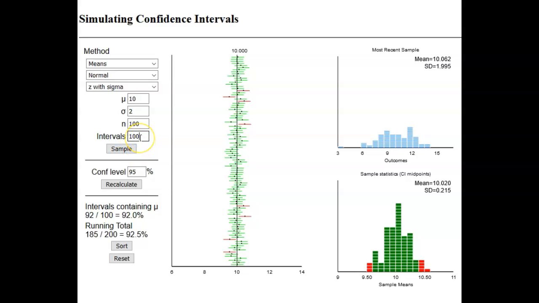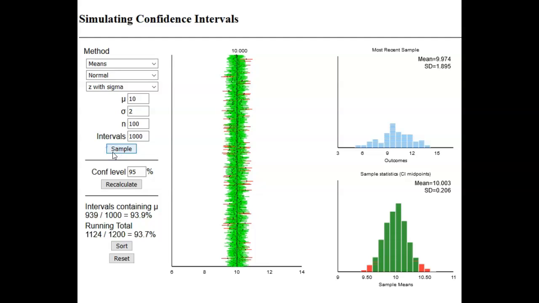So let's say 1,000. So here we have a lot of good ones. You can see that the sample means, of course, are normally distributed, but they should be, based on the central limit theorem. But you can start to see a trend overall. The proportion of intervals containing mu out of these 1,000 is about 93.9%, very close to 95. And then here we have a running total of 93.7. All right. I'm going to take a bunch of samples and keep your eye on the running total.